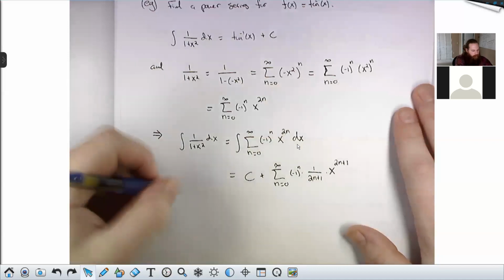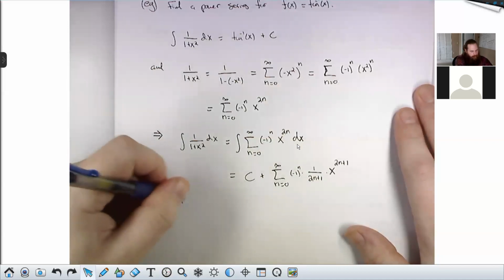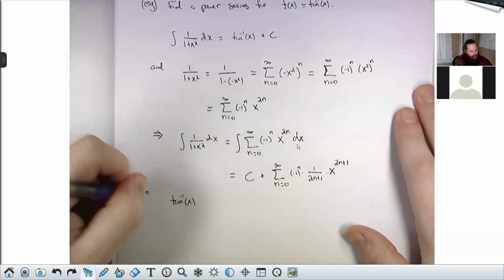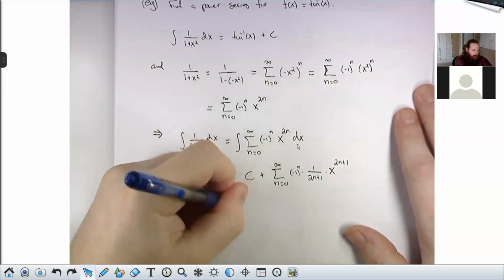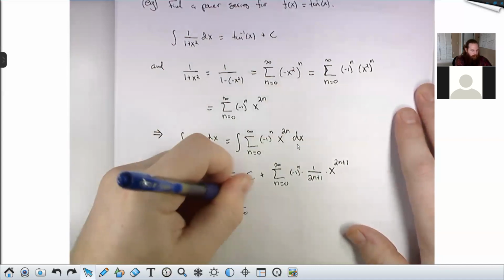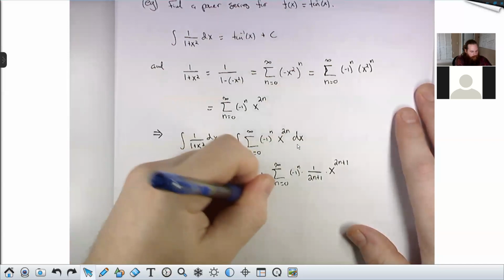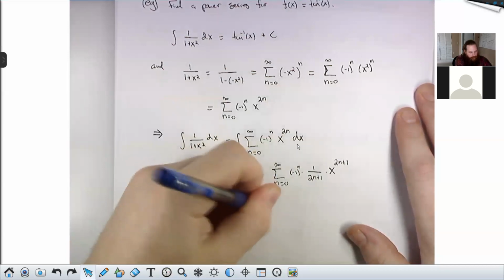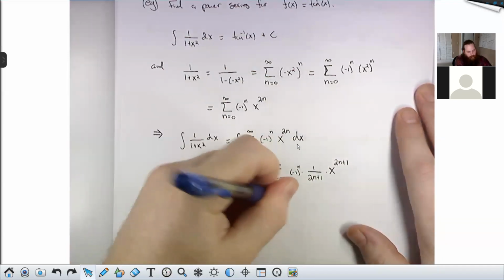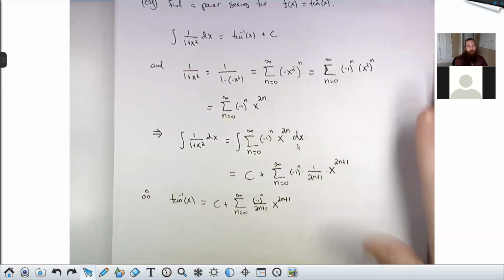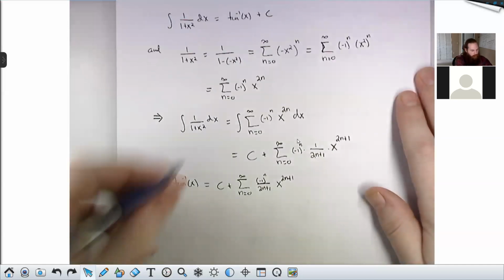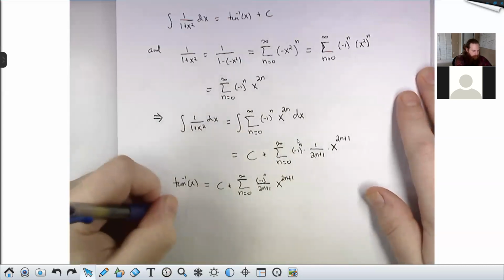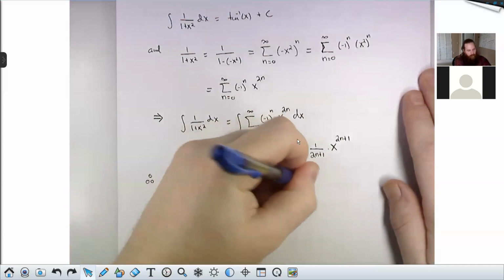So I know that the inverse tangent function is equal to c plus sigma n from 0 to infinity. I'll write this as negative 1 to the n over 2n plus 1 times x to the 2n plus 1, just to make it look prettier. And if I plug in x equals 0, we should be careful. Let me write this out long form.